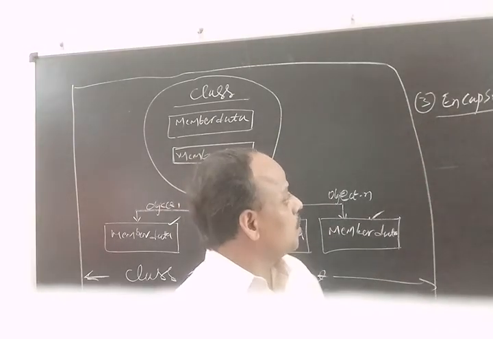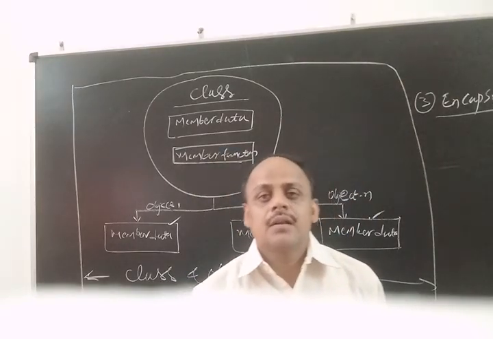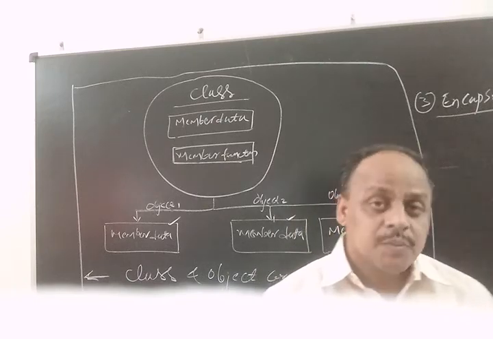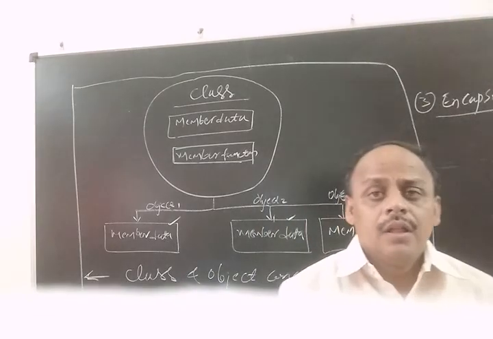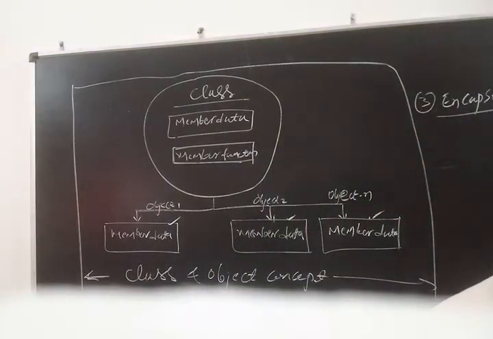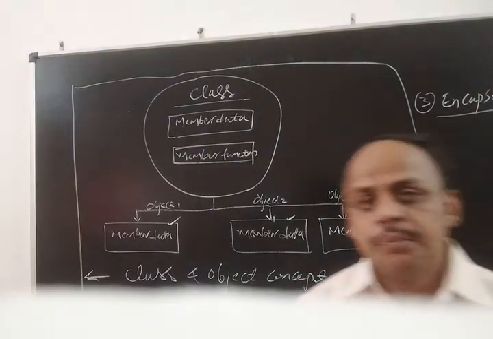So what is encapsulation? It is also one of the basic concepts of OOP. Encapsulation is the process of wrapping up data and functions into a single unit called a class. Or else we can say that encapsulation is a mechanism that binds together the data and functions that manipulate the data, and that keeps both safe from outside interfaces and misuse.